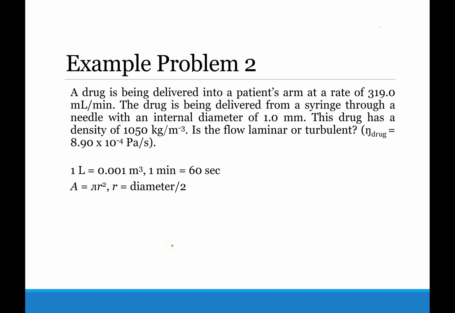The last example problem in this chapter is all about Reynolds number. Reynolds number is concerned with whether flow is laminar, which means that it's straight and there's no disturbance in it, or whether flow is turbulent. So it would be going in all different directions, very disruptive kind of flow.